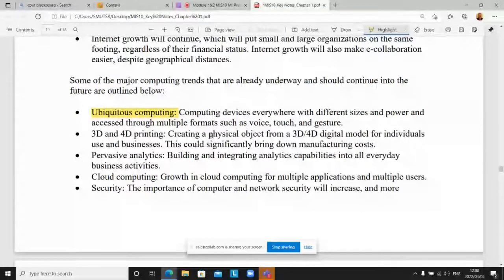3D printing, I'm sure you've heard of. 4D printing. 4 dimensions.